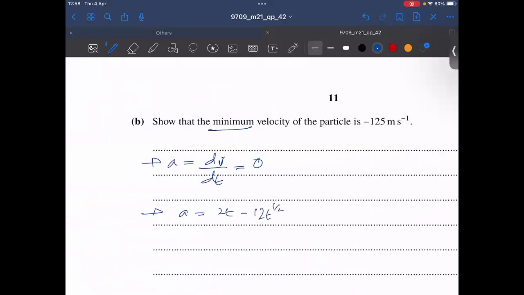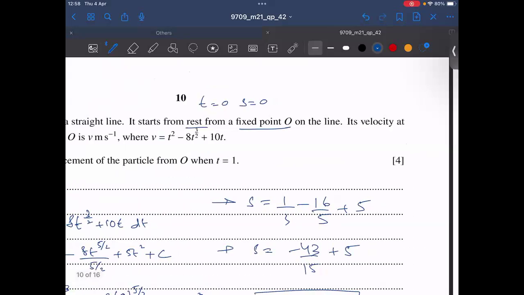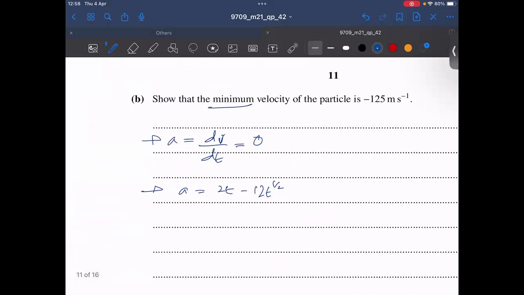12t to the half plus 10. Plus 10. All right. Now it's going to be 2t minus 12t to the half plus 10 equal to 0. So let me factor out 2. It is going to be t minus 6t to the half plus 5 equal to 0.